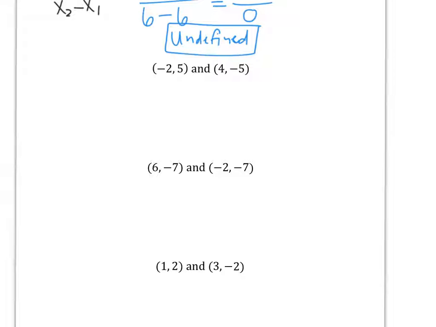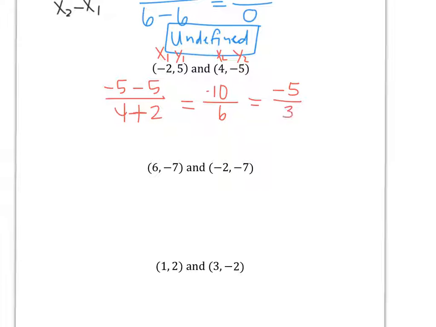So let's look at this next example. I'll label x1, y1, x2, y2. And y2 would be negative 5 minus y1, which is 5, all over 4 minus negative 2. And that together is a plus, so chop, chop. And I get negative 10 over 6. And we want to simplify our fractions whenever we can. And negative 10 and 6 can both be divided by 2. So what this would simplify to be would be negative 5 over 3.